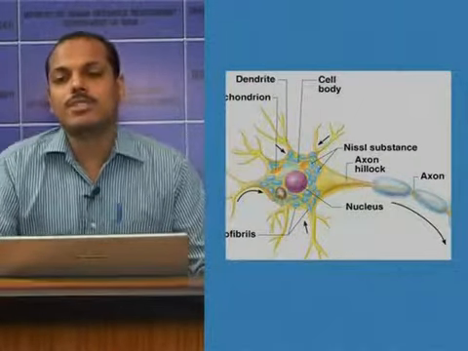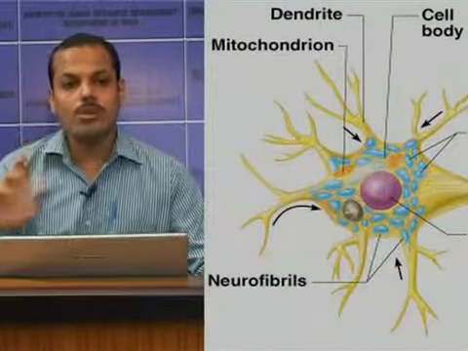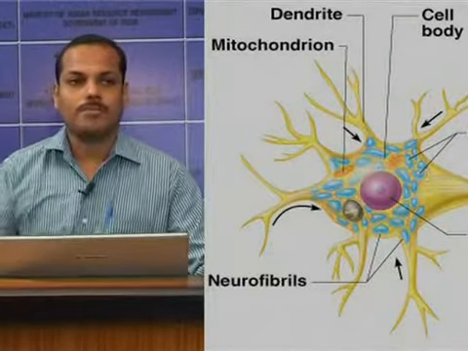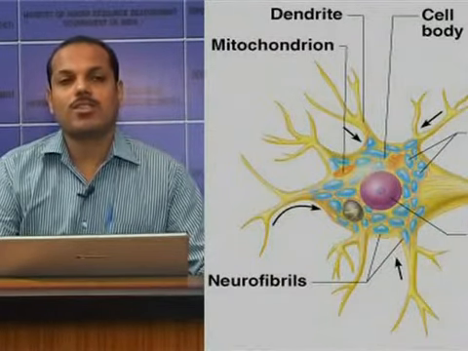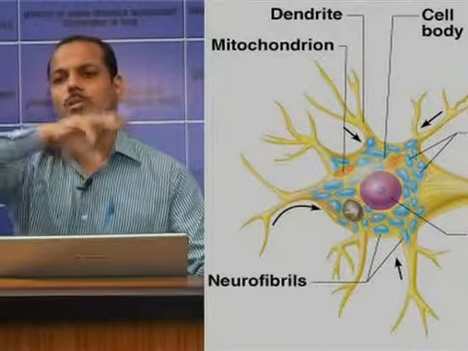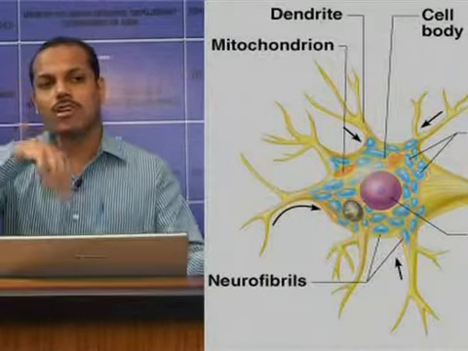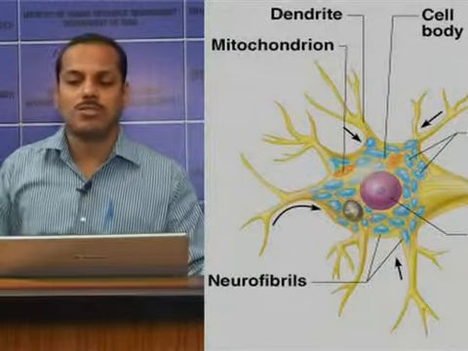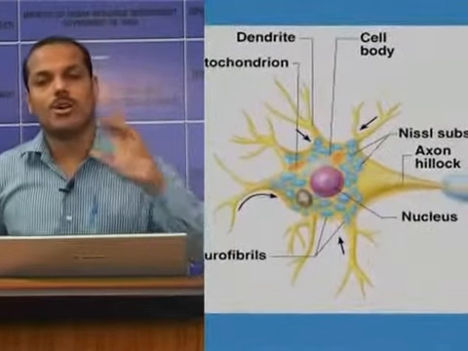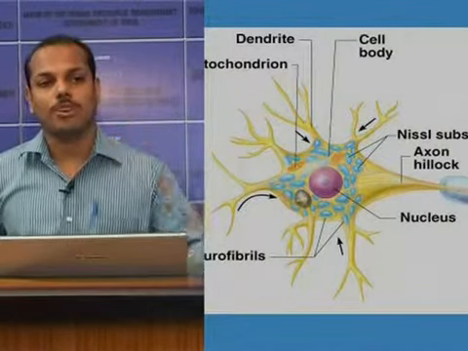The third structure commonly seen in the cell body is the mitochondria. It is present in the soma and in the axon, and it is the site of production of ATP. Now, there is another structure called neurofibrils. These are thread-like structures which travel all around the soma, dendrites and axon. So there are four structures commonly seen in the soma or cell body: the nucleus, Nissl granules, mitochondria, and neurofibrils.